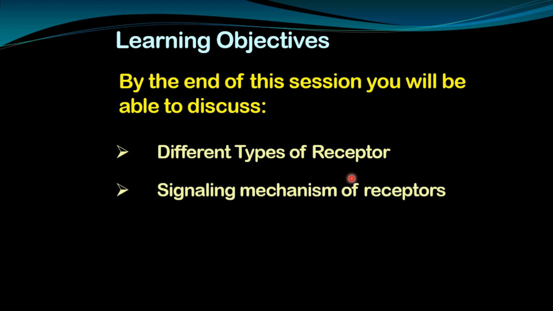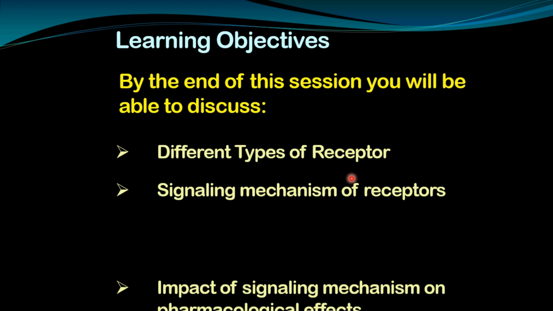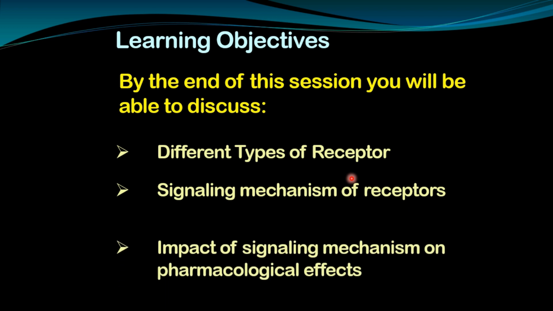the transduction mechanism of the receptor, how the receptor transmits or propagates the signals after binding with the agonist. Then we will discuss the impact of the signaling mechanism on the pharmacological effects, that is, how the different types of receptors propagate the signals through the signaling or transduction mechanism, and what the resultant pharmacological effects could be.